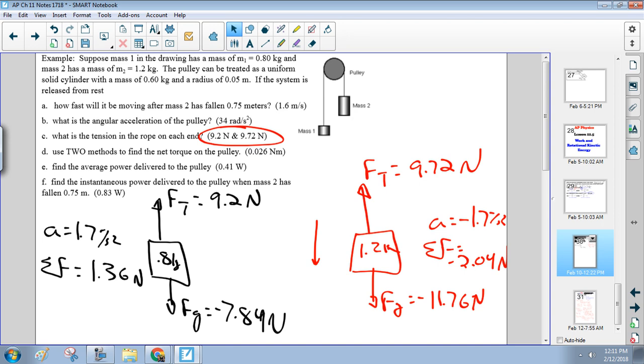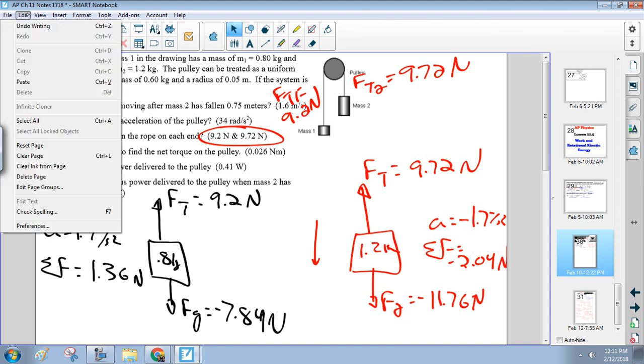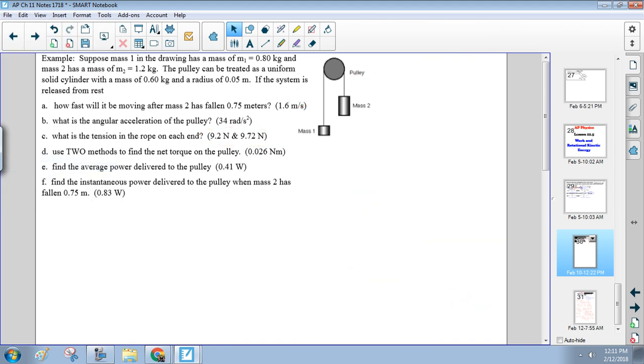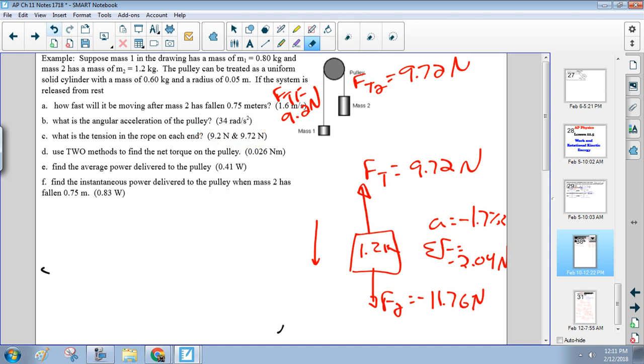Let me write down those two tensions. The force of tension 2 was 9.72 newtons, and the force of tension 1 over here is 9.2 newtons. All right, so let's find our net torque.